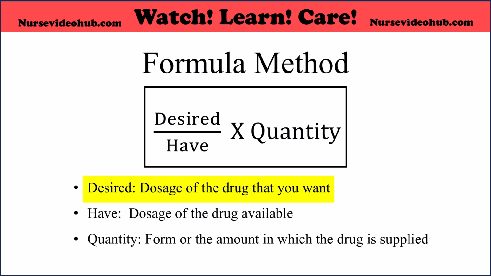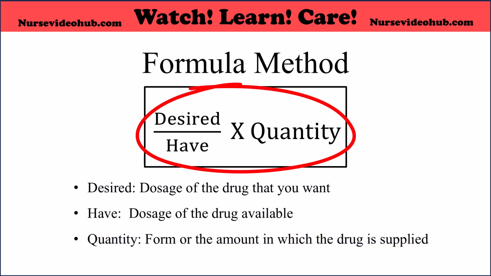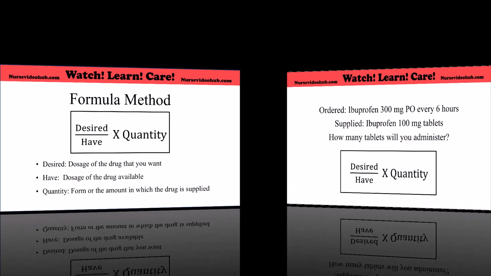First, you need to know the desired dose. This would be the dose prescribed. Then you would need to know the dose that is available, what was sent up to be administered. Then you need to know the quantity. This is the form and amount in which the drug is supplied, tablets, capsules, liquid. You take the desired amount, divide it by the amount on hand, and then multiply it by the quantity. This gives you the dose to administer.